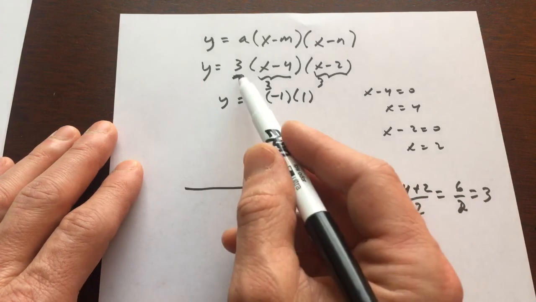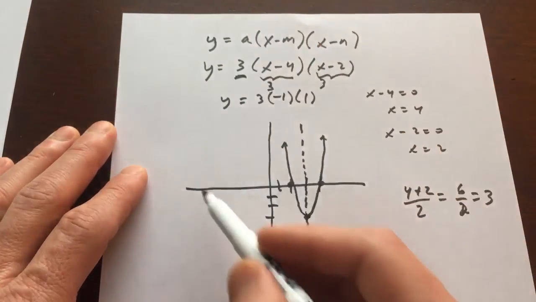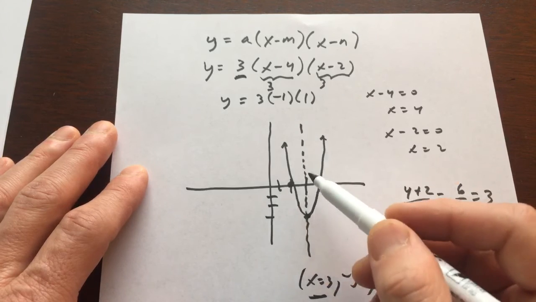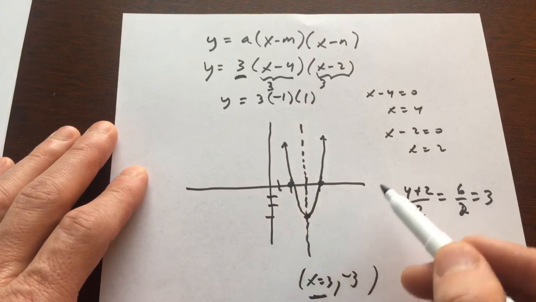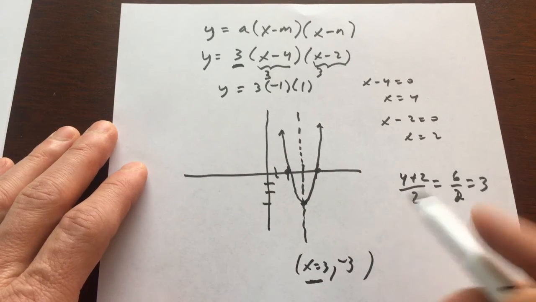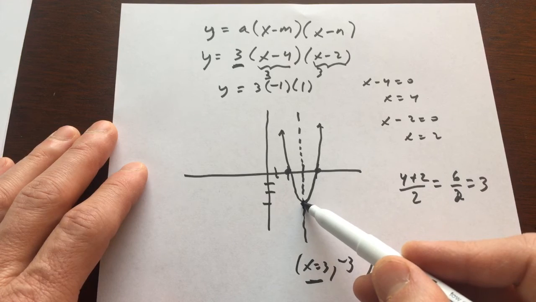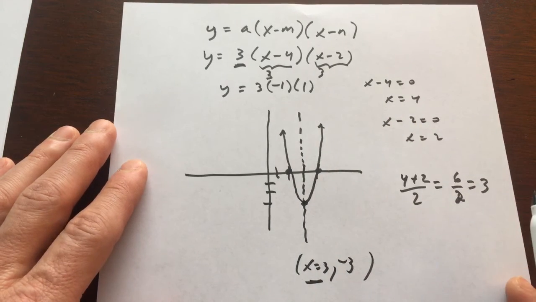And then what the 3 does, the larger this a value is, the more it's going to stretch the graph. And what that does is it makes it narrower. The smaller it is, if it's like a half or a fourth, it's going to make it wider, like that. All right, so again, this graph has a minimum value because that's how low it goes, but it doesn't have a maximum value. It keeps going up to positive infinity.